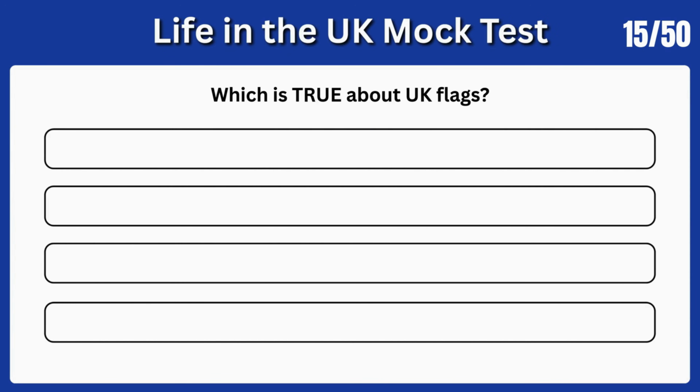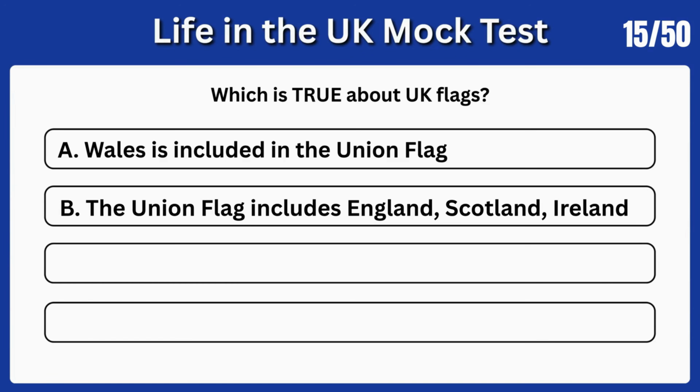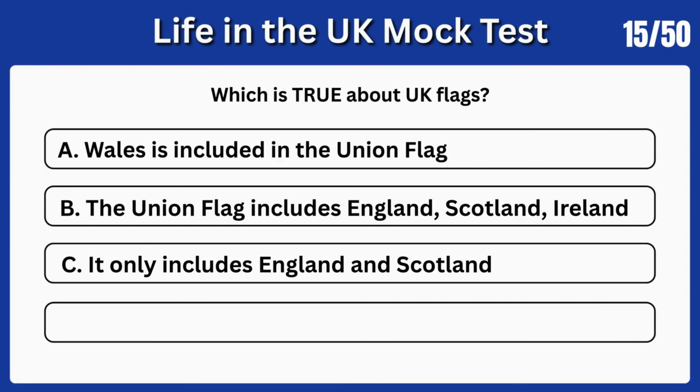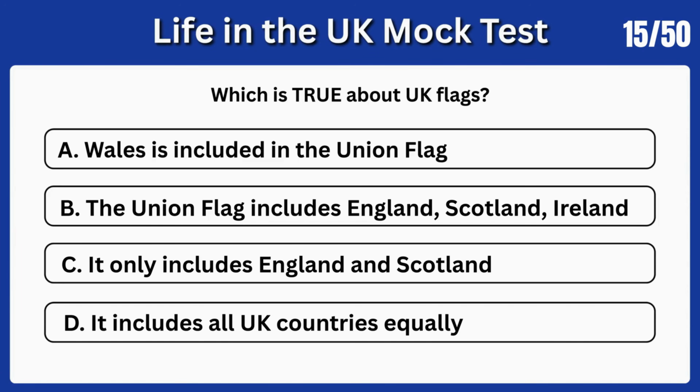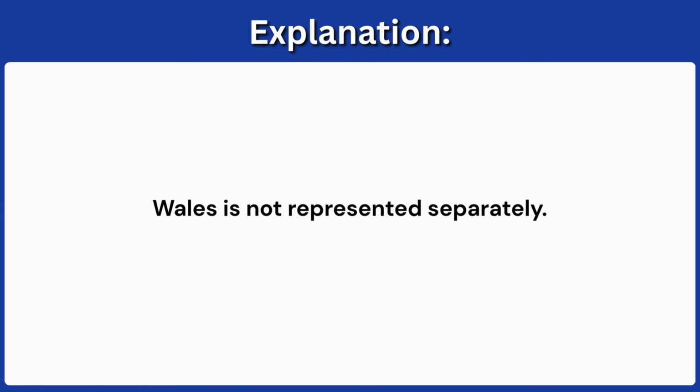Question 15. Which is true about UK flags? A. Wales is included in the Union flag. B. The Union flag includes England, Scotland, Ireland. C. It only includes England and Scotland. D. It includes all UK countries equally. The correct answer is B. Explanation. Wales is not represented separately.